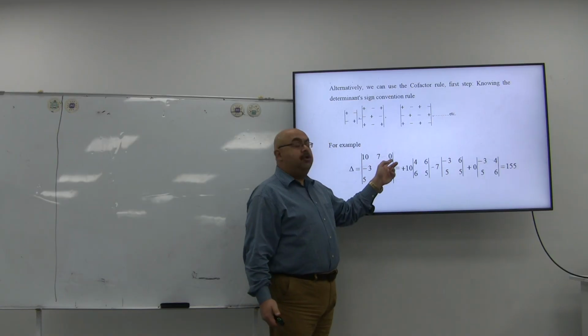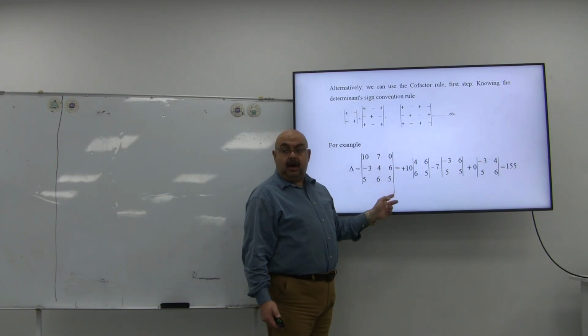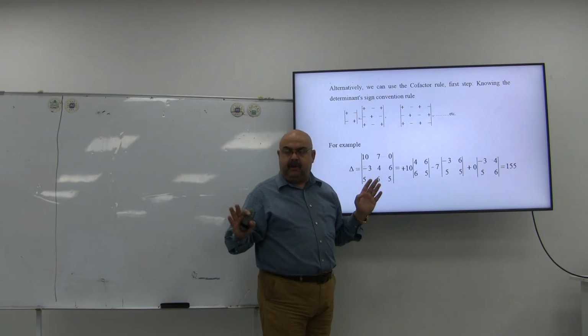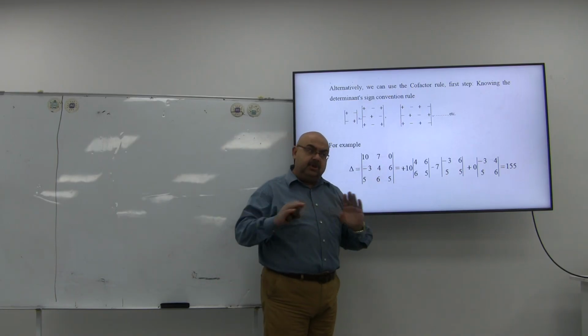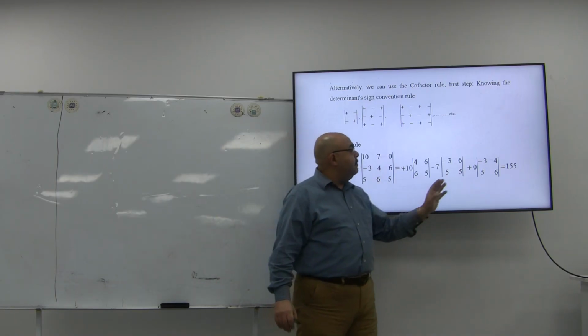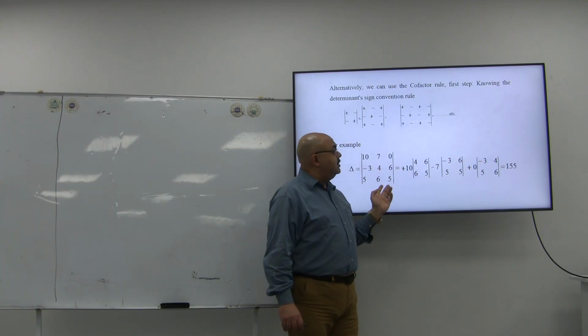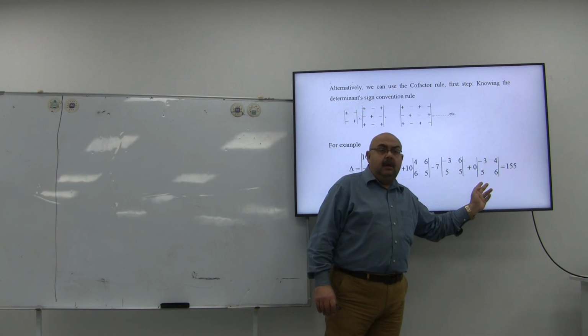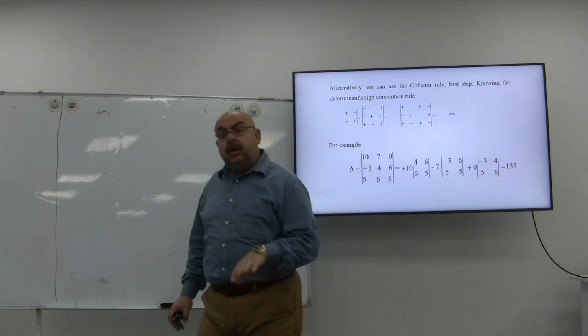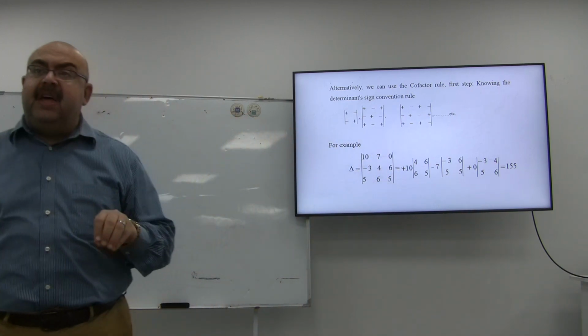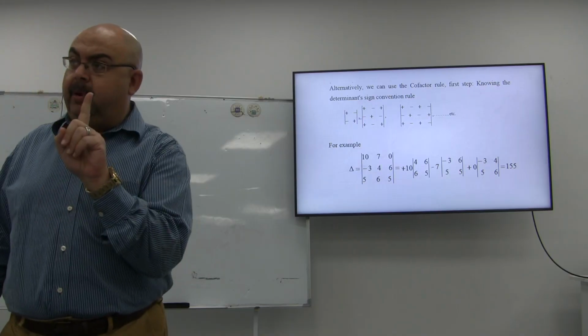Finally, I will go to 0. Eliminating row and column, of course it's going to be 0, so I'm not going to evaluate it. I just want the rule to be in front of you. Eliminating row and column, so you will have negative 3, 4, 5, and 6. Those are the determinants which are less than the main one that I'm evaluating by 1.